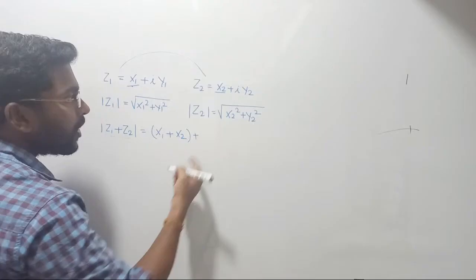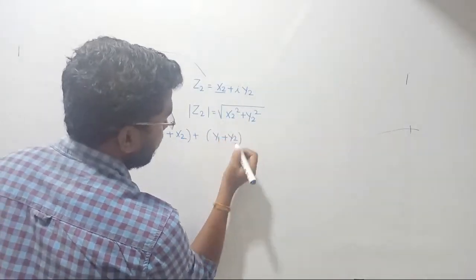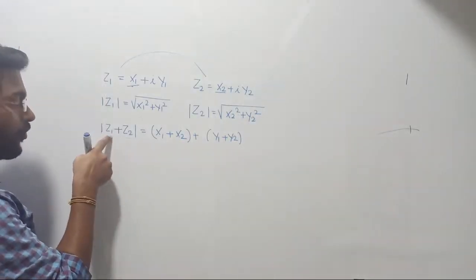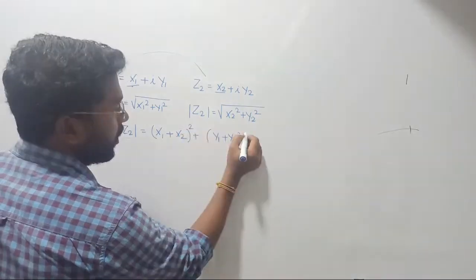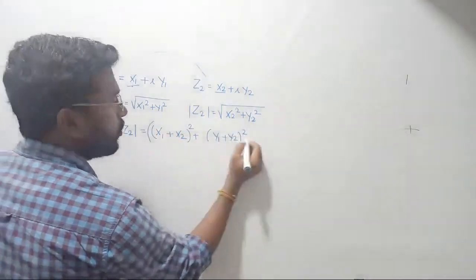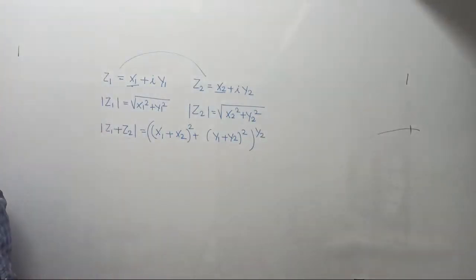Similarly, the second thing: the imaginary terms will be grouped together, y1 plus y2, both are imaginary, and then we should take the magnitude. After doing addition, we should take the magnitude, in the sense real term square plus imaginary term square, and we should keep them all under root. Clear? That is how we are finding mod of z1 plus z2.